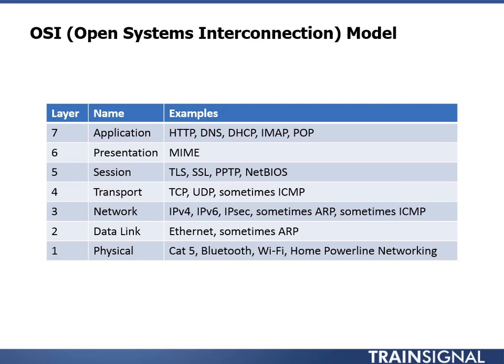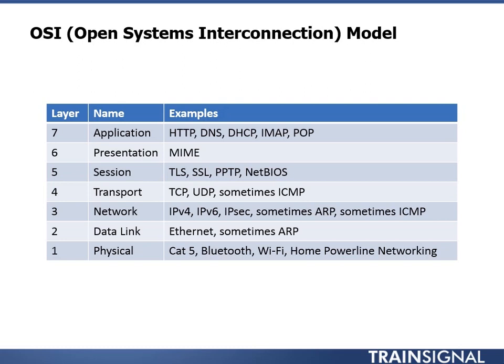And this is really where the good stuff happens. This is where the work gets done. So here you have HTTP for web pages and web services. You have DNS for resolving names. You have DHCP for assigning addresses automatically. You have IMAP and POP for retrieving mail, and hundreds of other application layer protocols.